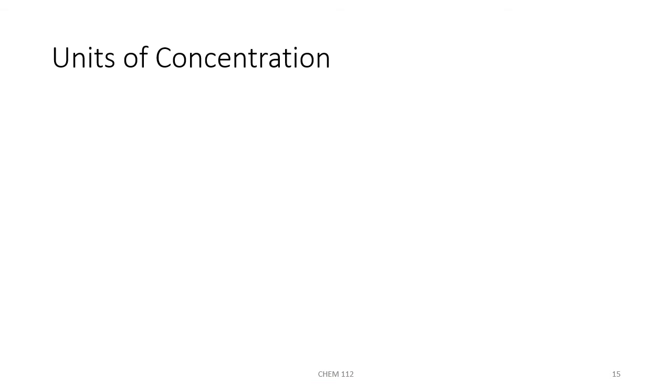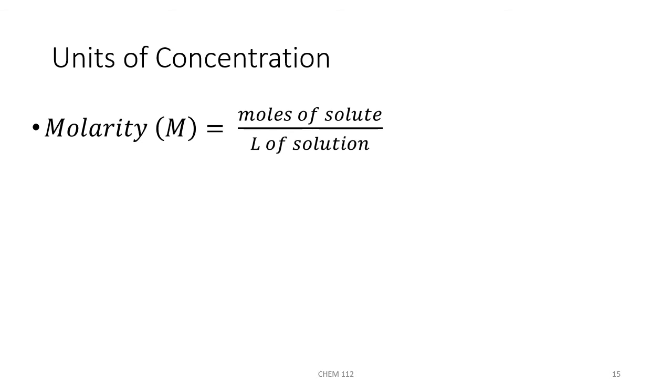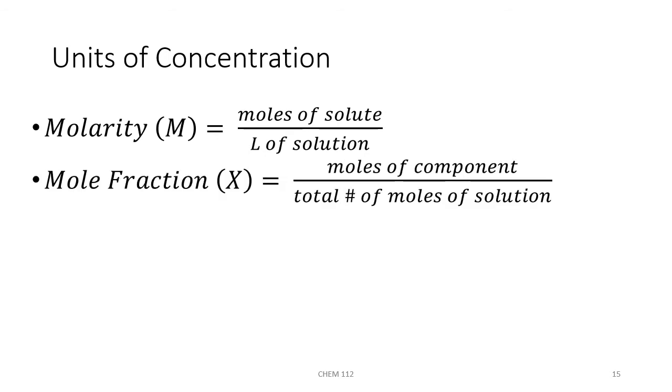There are many different units of concentration we can use to quantitatively describe how concentrated or dilute a solution is. Some of these are new and some of these we've seen before. Molarity is described with a capital M, and it means the moles of solute per liter of solution. Mole fraction is described with a capital X. This is a unitless quantity where we take the moles of some component over the total number of moles of the solution. So that component could be the solute or the solvent. If it's not stated, the component is usually the solute.